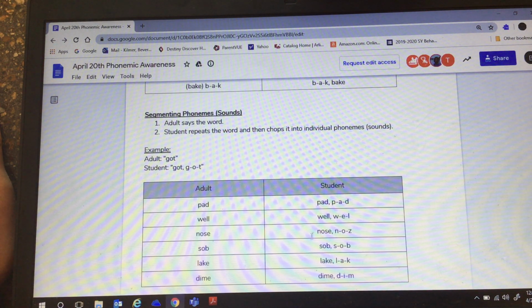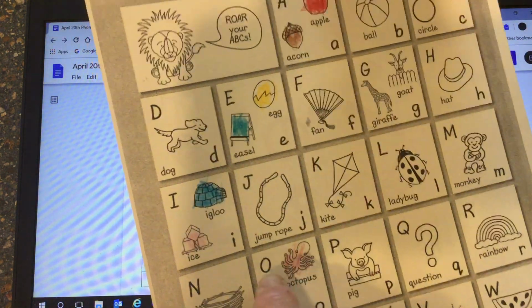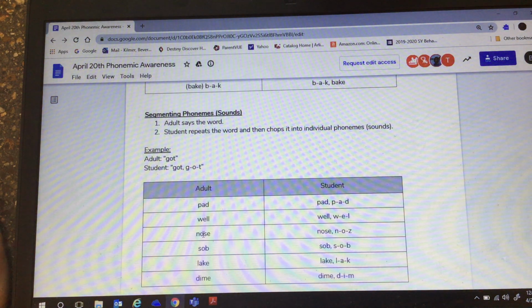And this is a perfect example of where, if the student were looking at this, there might be some confusion, because when you see the letter O, you might think, oh, I have to say "ah," like the O sound in octopus. But no, of course not, because the child is not looking at this. The child is just listening. So again, you're going to say "nose," they're going to say "nose, n-o-s." Okay, so I hope that helps with understanding.